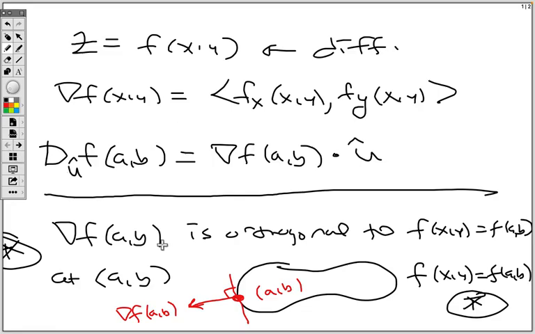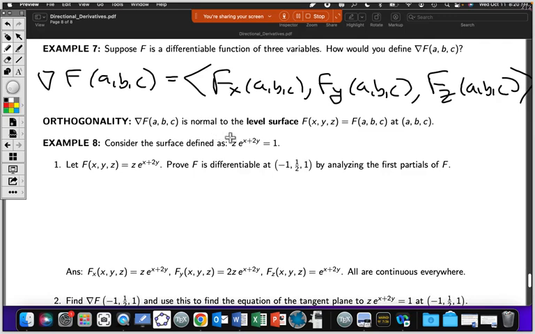So in two dimensions, the gradient is orthogonal to the level curve f of x, y equals f of a, b at the point a, b. If we have a function of three variables, the gradient is normal to the level surface f of x, y, z equals f of a, b, c at the point a, b, c. And the proof of this is using the chain rule, just like we had seen before in two dimensions. We just tack on that third dimension. Okay, so what does that mean?